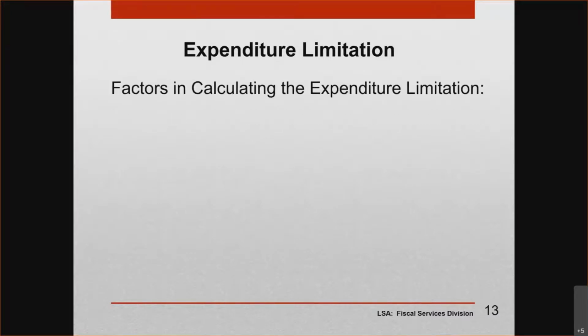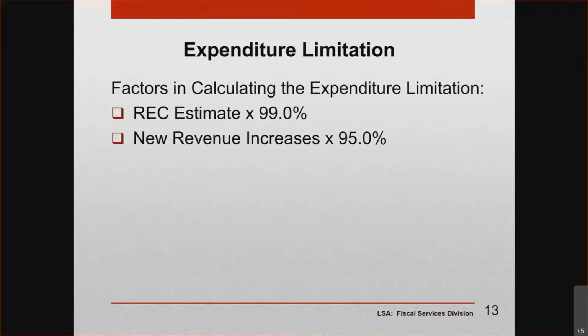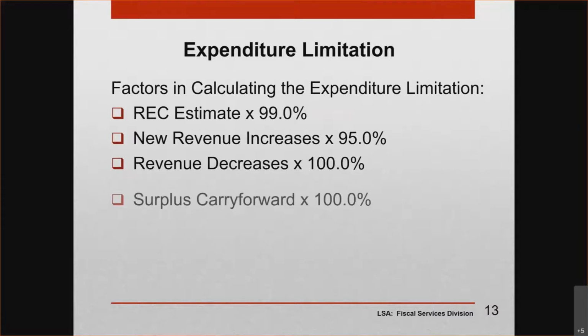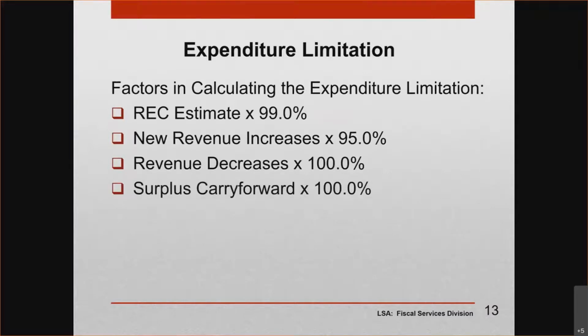So factors in calculating the expenditure limitation, what we do is we take the appropriate revenue estimate from the REC, and that gets multiplied times 99%. Any new revenue increases, these would be like revenue adjustments not included in the REC estimate that are increasing revenues. You multiply those increases times 95%. All revenue decreases are applied to the expenditure limitation at 100%. And then the surplus carry forward gets added to the expenditure limitation at 100%.